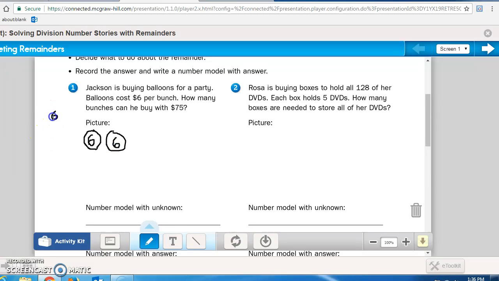2 bunches, $12. 3 bunches, $18. 4 bunches, $24.